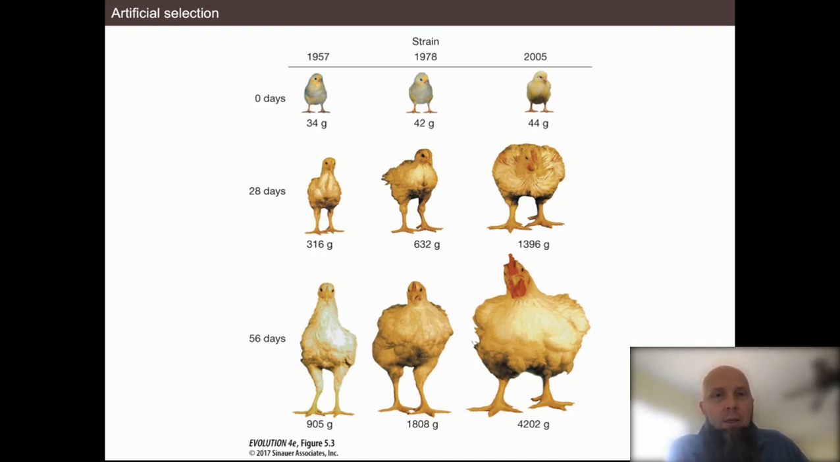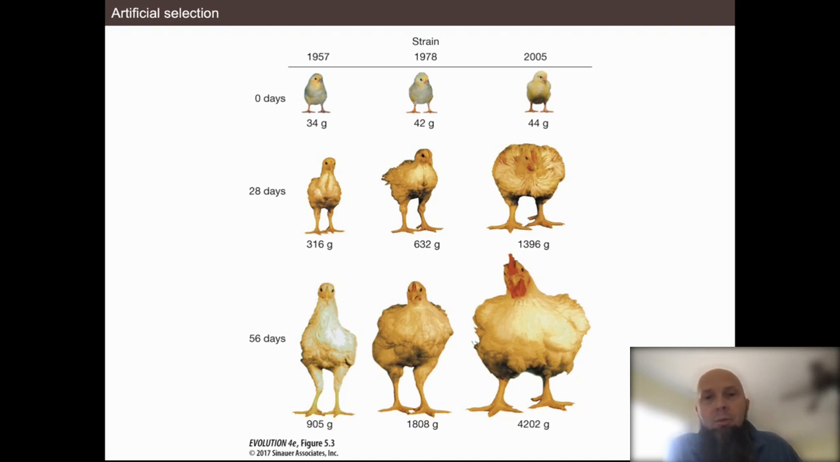Since the 50s, you can see that back in the 50s, when they're born, they averaged 34 grams. And at 56 days, they were just under a kilo, 905 grams. And that's not all that different from a normal egg-laying chicken, right? They grow pretty slow. If you went to harvest that chicken at 2 months, it's not much of a meal, okay? But through artificial selection over the past 50 years, these chickens now average at 56 days over 4 kilos, about 8 pounds. That is an enormous chicken.